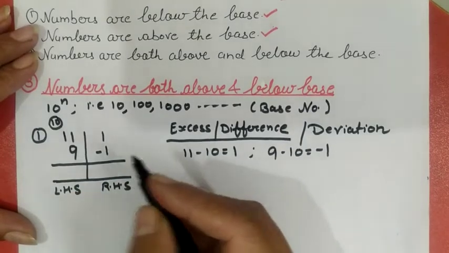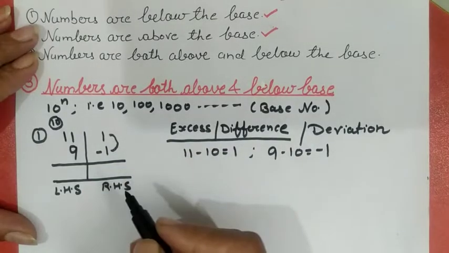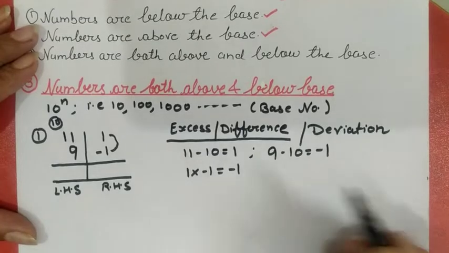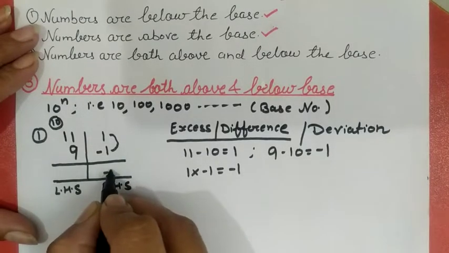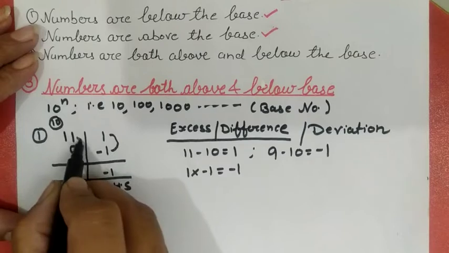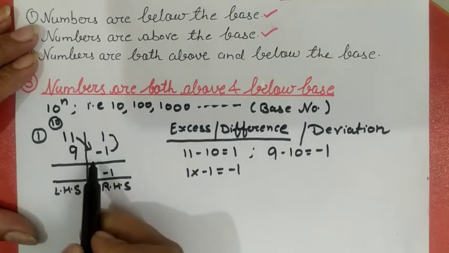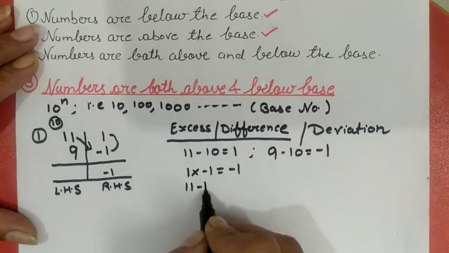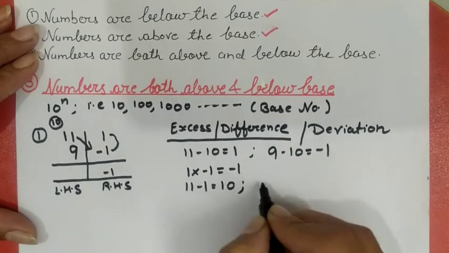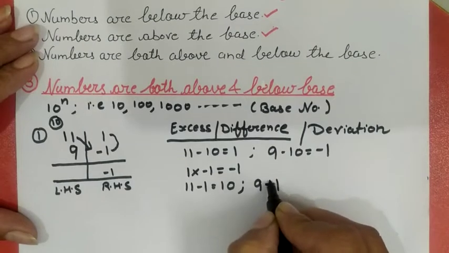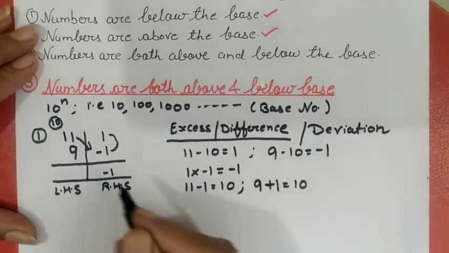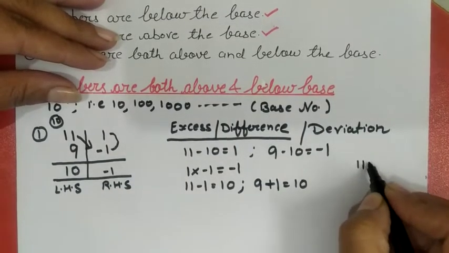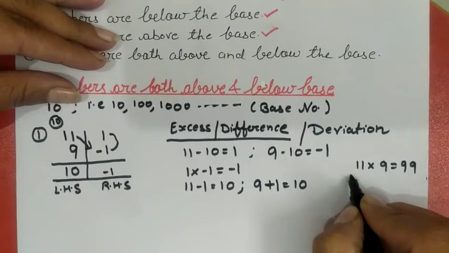To find the right hand side answer, you will multiply the deviations. 1 into minus 1 will give you minus 1. Right? So minus 1 over here, and for the left hand side we will cross add or subtract any one of the two. Either you can do 11 minus 1, it will give you 10, or you can also do 9 plus 1, it will also give you 10. So choose any one of the two. Now you know that 11 into 9 is 99. We already know this.